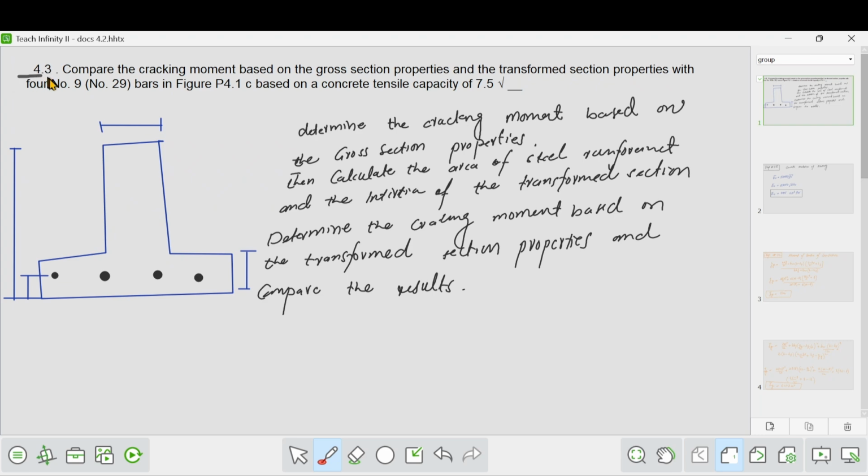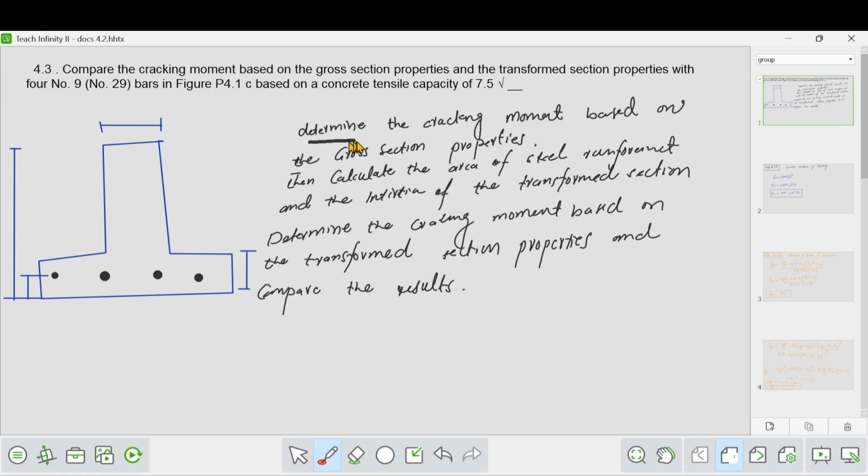Problem number 4.3. Compare the cracking moment based on gross cross-section property and the transformed section property with 4 number 9 bars.